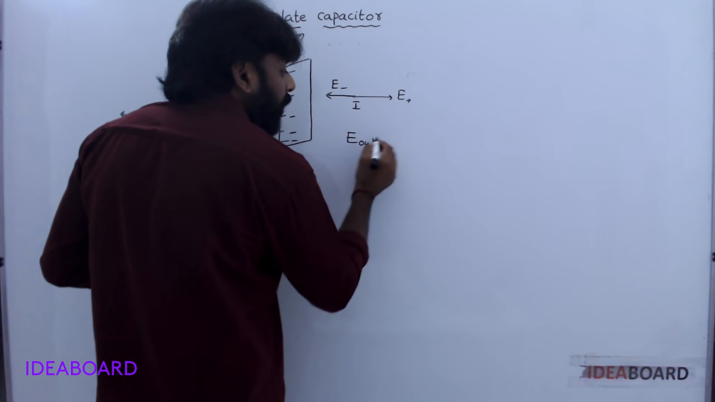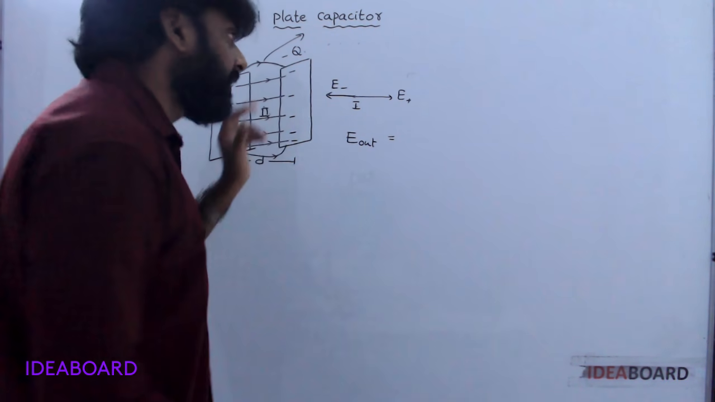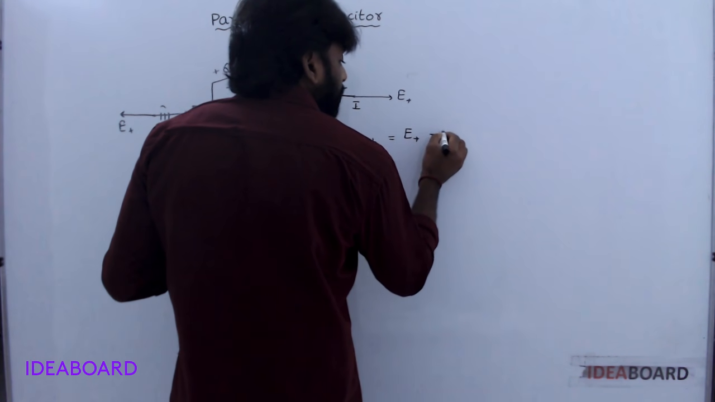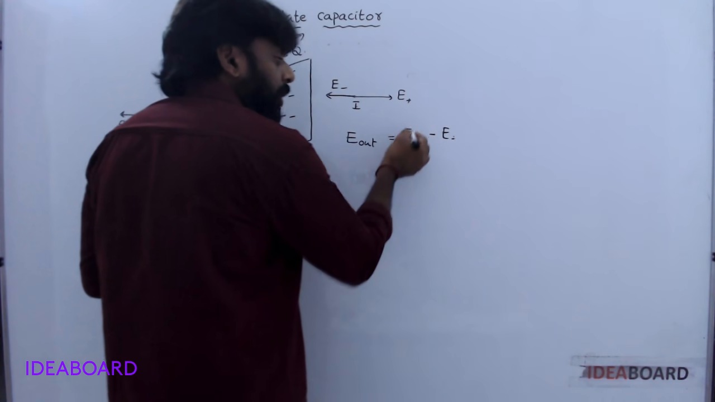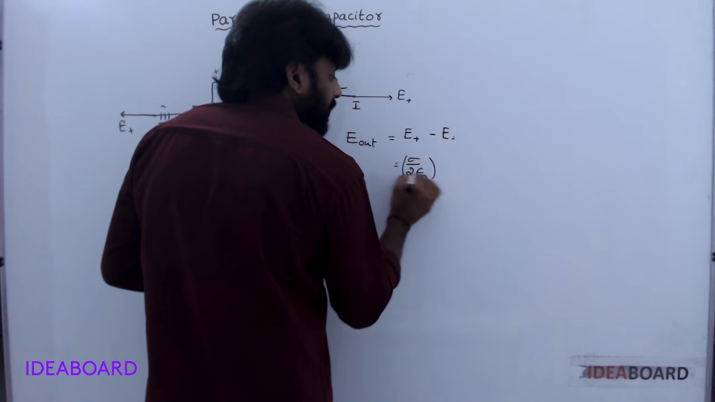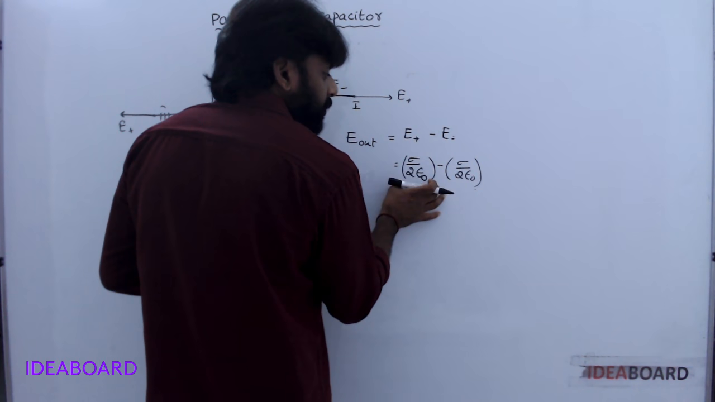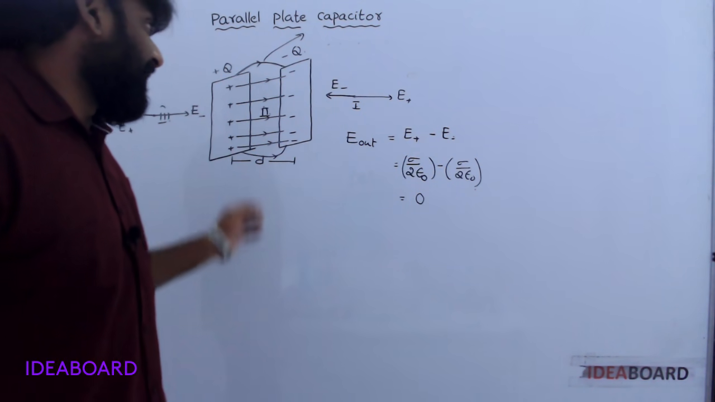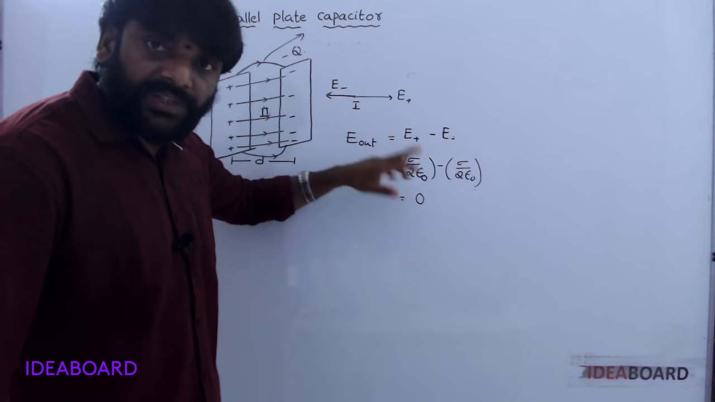First of all, the electric field intensity in the outside region. Positive minus negative: due to the positive plate and due to the negative plate, the electric field intensity is sigma by 2 epsilon naught minus sigma by 2 epsilon naught, totally 0. That means the electric field intensity in the outside regions is equal to 0.